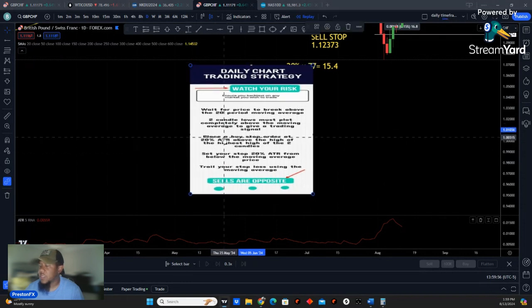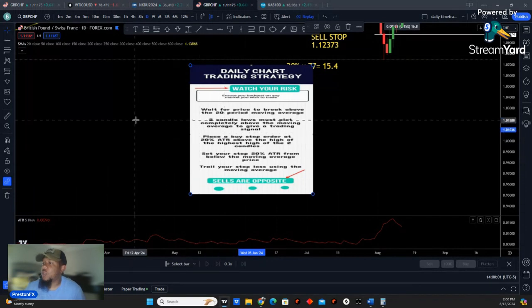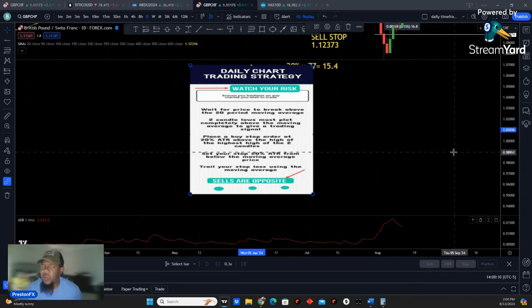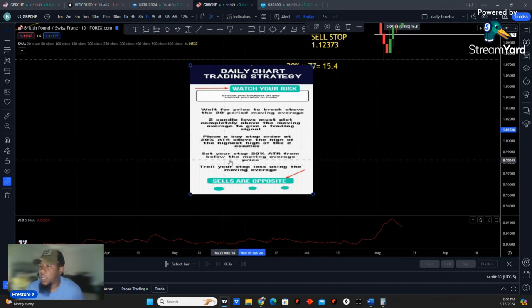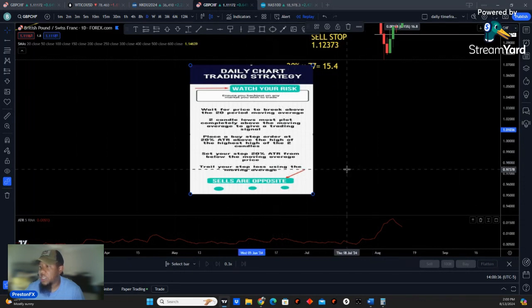Here we go. Daily chart trading strategy. Watch your risk. Ensure you backtest any market you wish to trade. All right. Two candle lows must plot completely above the moving average to give you a trading signal. Place a buy stop order at 20% ATR above the highs of the highest of the two candles. Set your stop at 20% ATR below the moving average price. Trail your stop loss using the moving average.